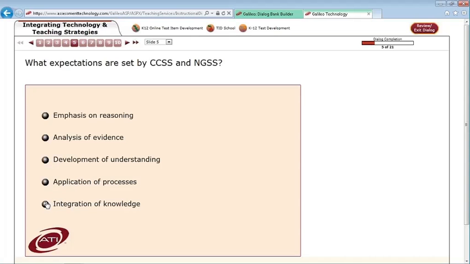The last is the integration of knowledge, being able to connect different skills and knowledge to solve problems and draw conclusions, being able to take things that they learned last week, last month, last year, and integrate that with the new things that they're learning and see those connections and see those patterns, develop a system of response that they can use when they're confronted with new knowledge and place it in the context of those things that they already know.